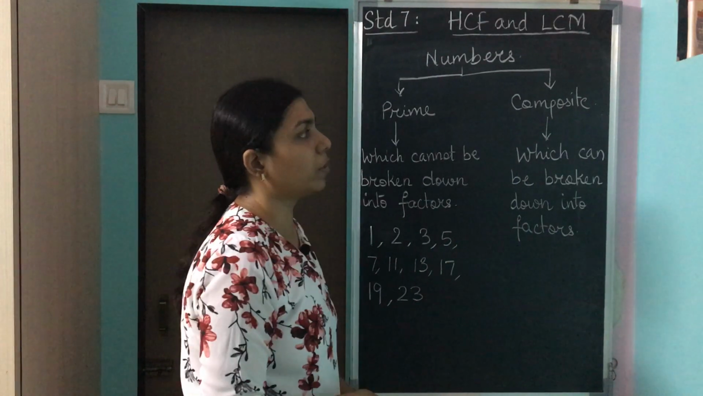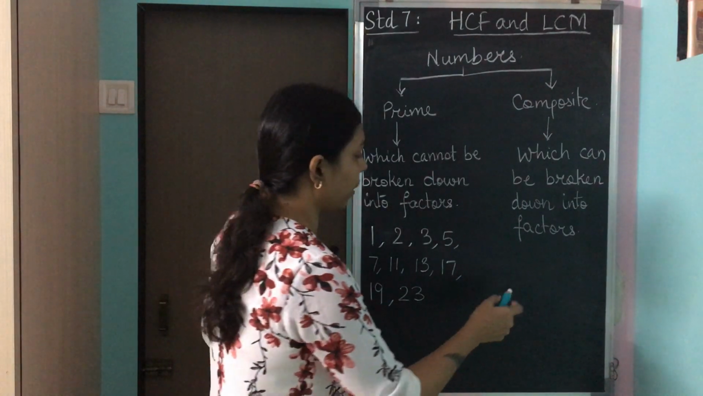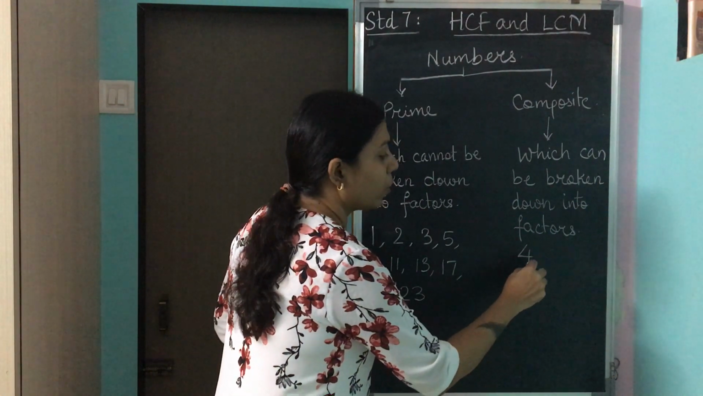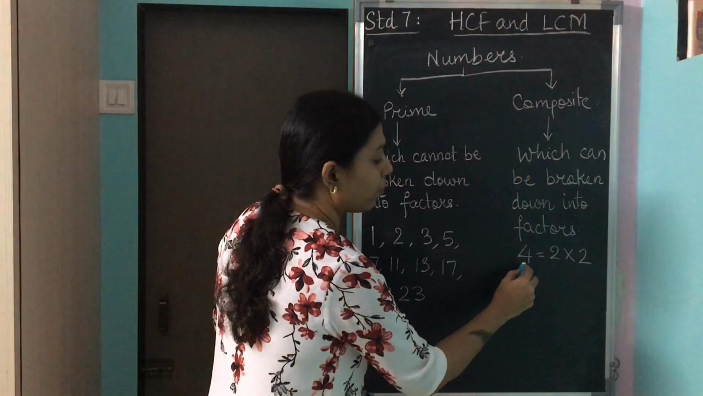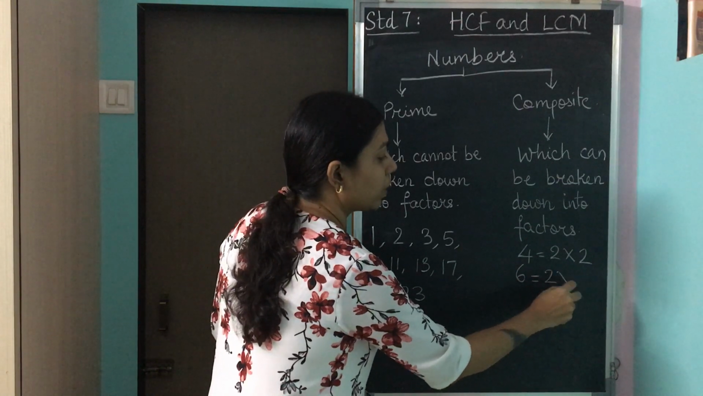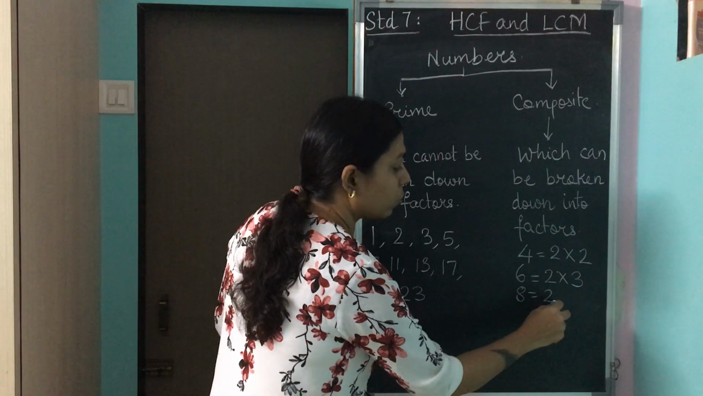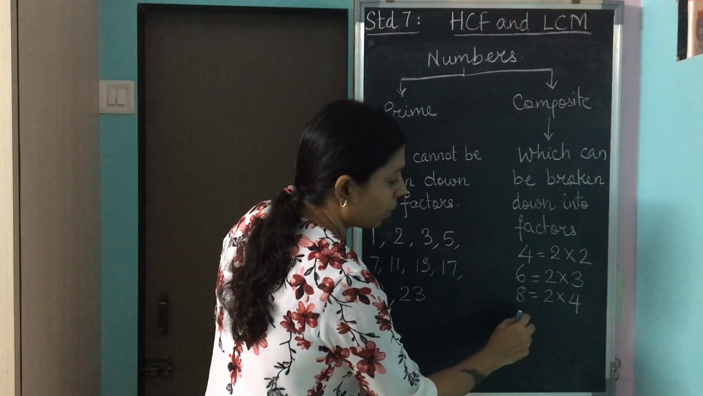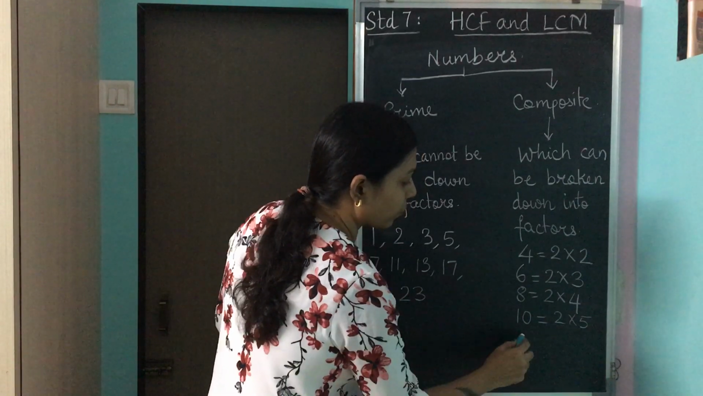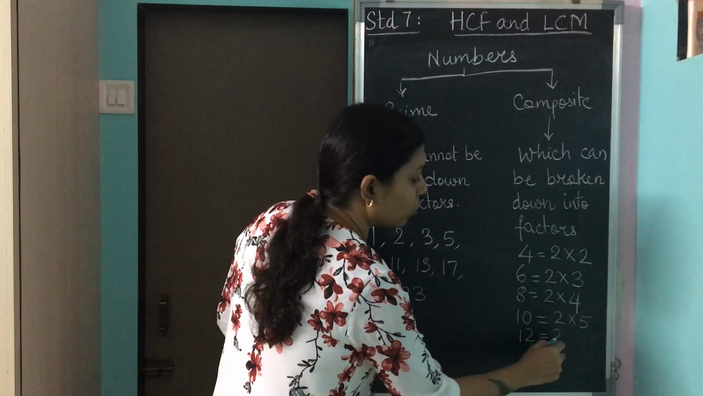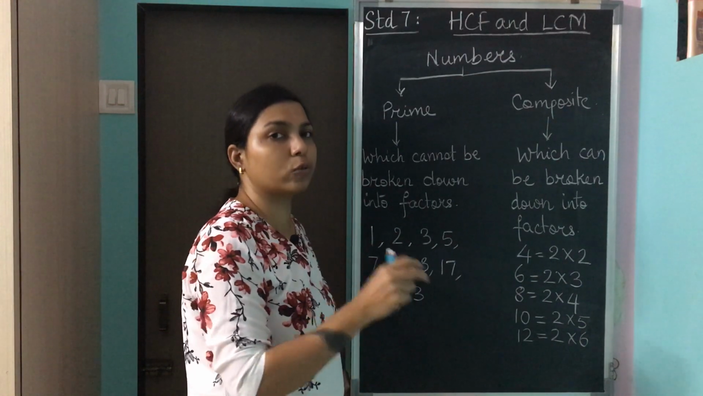Now what are composite numbers? Composite numbers are numbers which can appear in more than one table. For example, if I take the number 4, it is written as 2 into 2. Then the number 6, 2 into 3. Then the number 8, 2 into 4. The number 10, 2 into 5. The number 12, 2 into 6. This means I am able to break down these numbers into smaller parts.